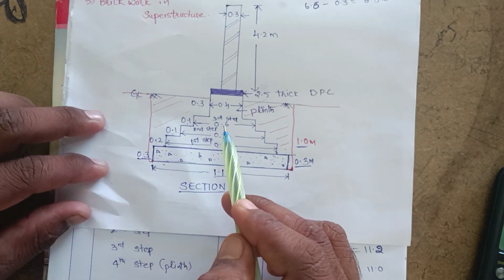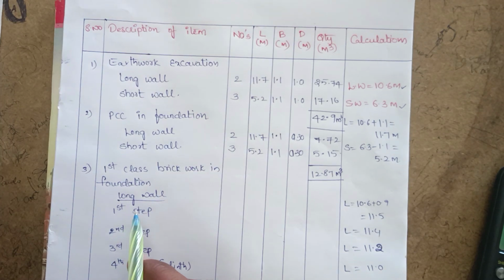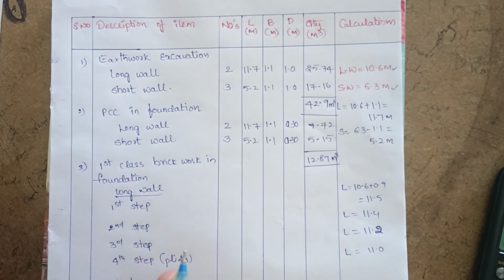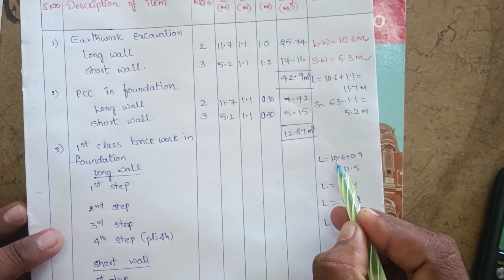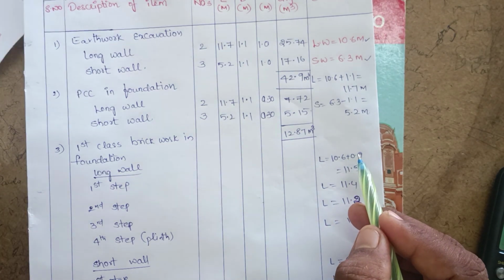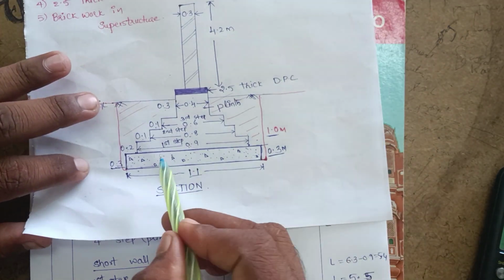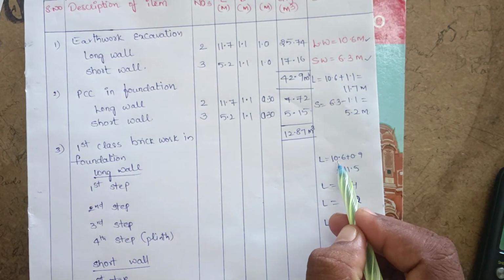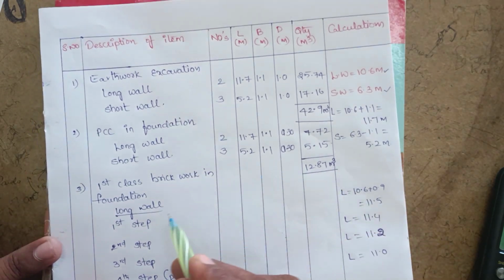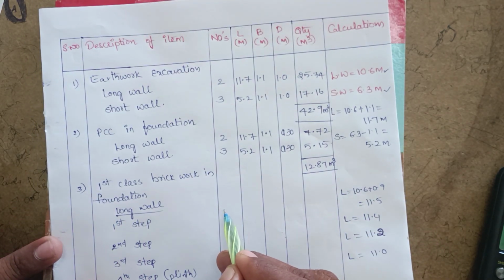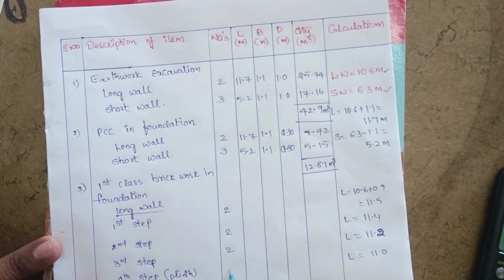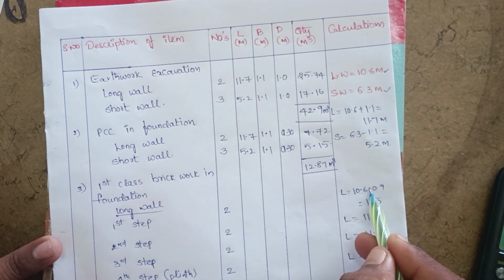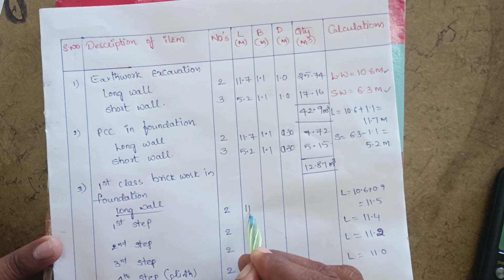First, we need to calculate the long wall. For the long wall, the length, as we discussed earlier, is going to be 10.6 plus the width of the item which we are doing. Now for the first step, 0.9, we should add 0.9 to the outer length, the center to center line length. Here the number of long walls is 2. Length of the first step: 10.6 plus 0.9, which comes out to be 11.5 meters.